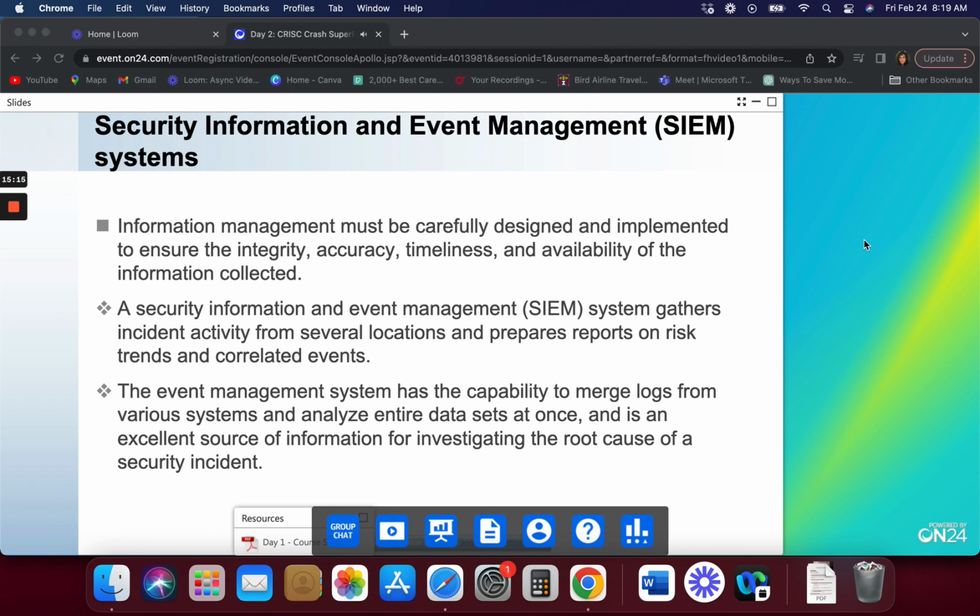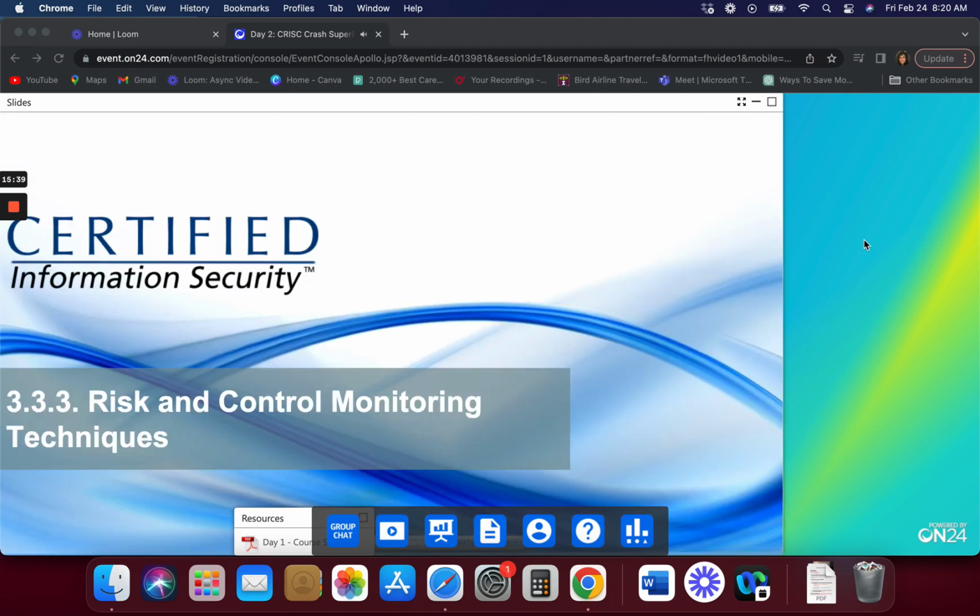The event management system, again, has this capability then to merge logs from different systems so it can analyze the entire data sets at once. It aggregates all of that logging so you can get the good forest view of it. It's an excellent source of information for investigating the root cause of a security incident. That is actually quite true, and that might be on your test. So we move on into risk and control monitoring techniques.